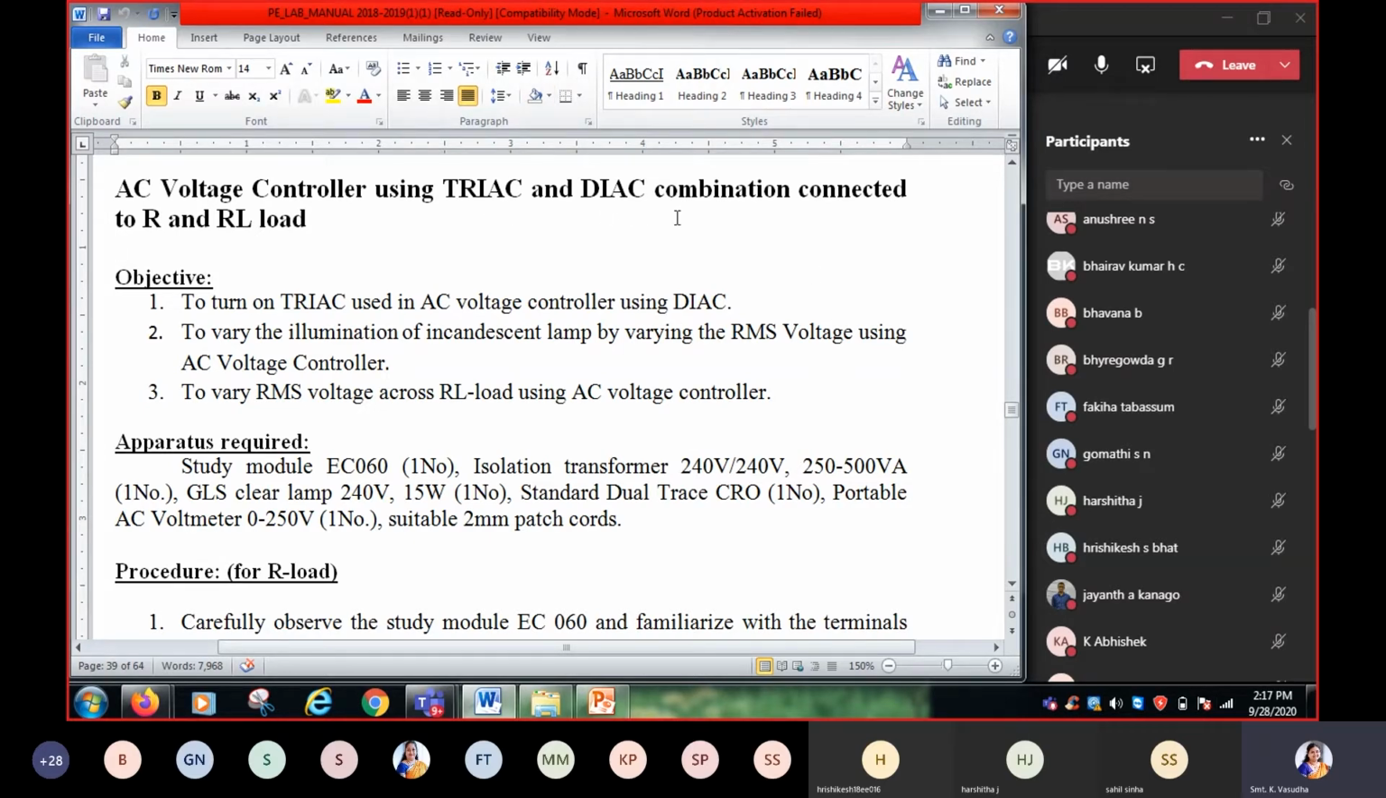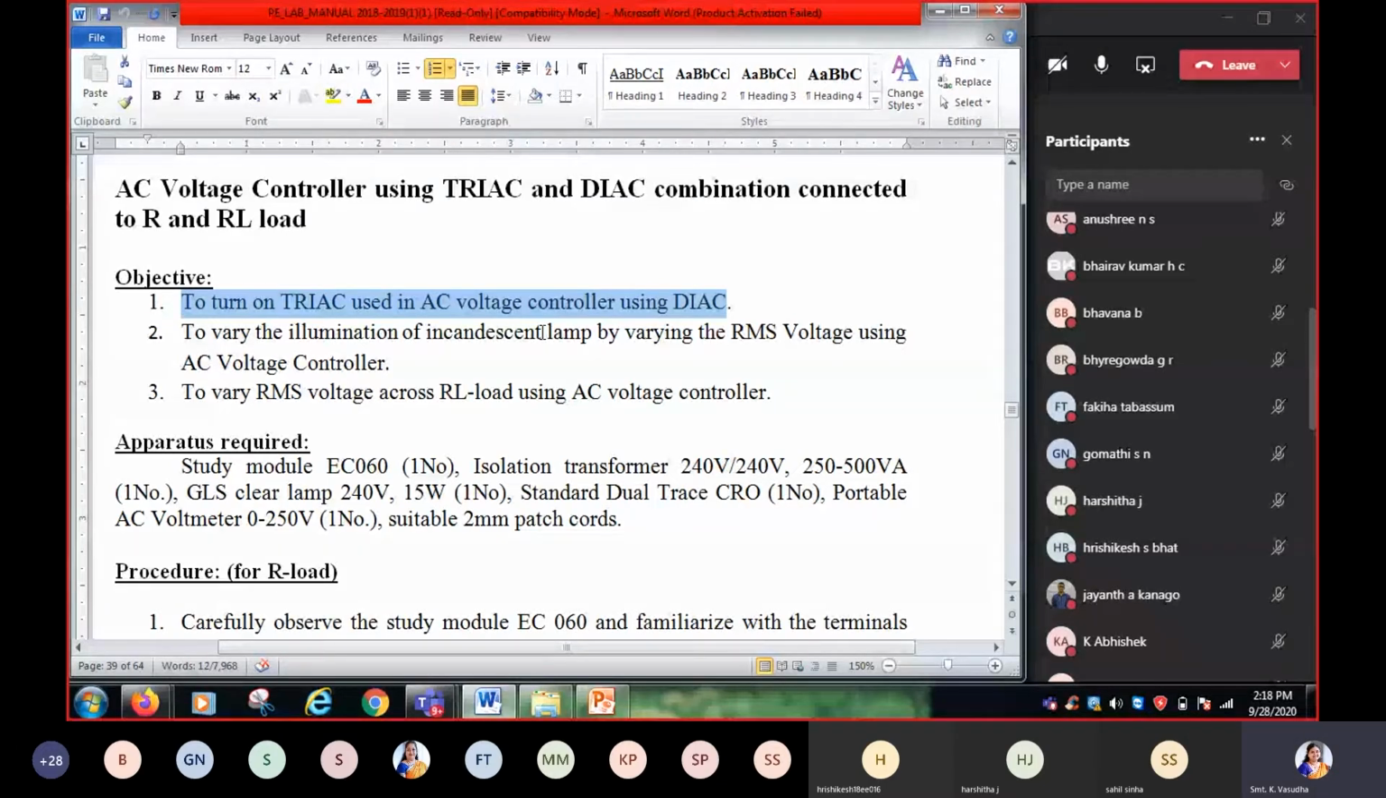So what we are going to do in this experiment, we are going to perform the AC voltage controller for R load as well as for RL load. We are going to turn on the circuit. We are going to observe the voltage across the resistance, and the voltage across the RL load. If it is R load, voltage waveform across the load, current waveform through the load. Current we are not going to observe because we don't have current measuring equipment in the lab. So we are going to only observe the voltage across the load when it is R and when it is RL load. So the first objective of this experiment is to turn on triac using diac.